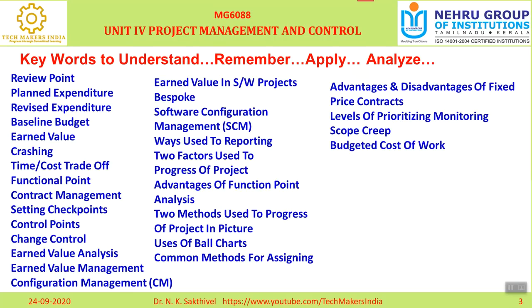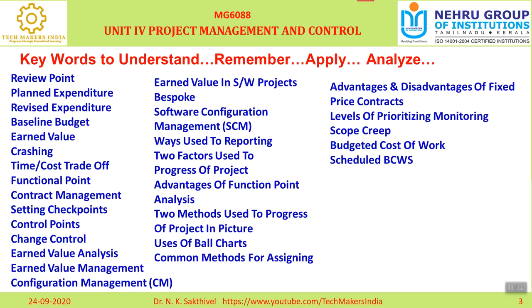Next, some very important complicated topics, but I am trying to explain very comfortably and easily. Number one is called budgeted cost of work scheduled, BCWS. So what is BCWS? Budgeted cost of work scheduled. From the name it is clear. That means we scheduled a project, and to execute and complete the project, one budget was fixed. That is called budgeted cost of work scheduled.